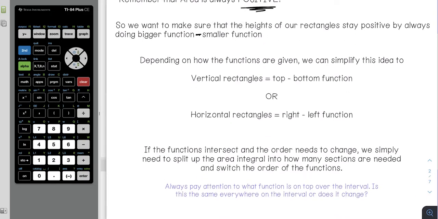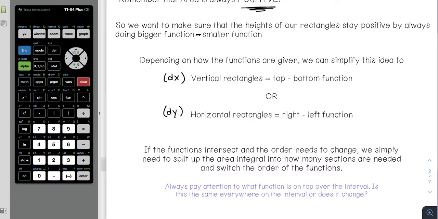Depending on how your functions are given to you or how they kind of look, there's sometimes easier ways to do this. So we can simplify this idea of bigger function minus smaller function to being the top function minus the bottom function for a vertical rectangle. So this would be a dx integral. Or if you want to rotate your rectangles and have them be horizontal rectangles, that would make this into a dy integral, because the bottoms of your rectangles will be across the y-axis versus the x-axis. And then that's just going to be the right minus the left function.